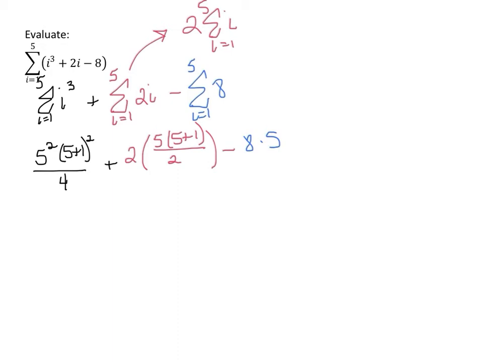Now, when I put the one that's in black in my calculator, 25 times 36, and I divide that by 4, I get 225. When I go through the computation on the one that's pink, right, 5 plus 1 is 6. 6 times 5 is 30. 30 divided by 2 is 15. 15 times 2 is 30. And then the blue one is easy. So now I just have to put these numbers into my calculator, which is simple enough, and we get 215 as our solution.